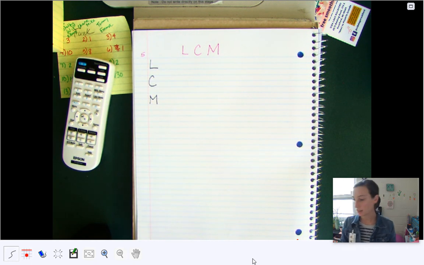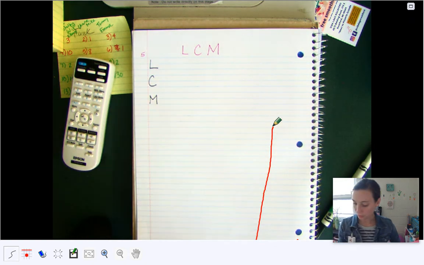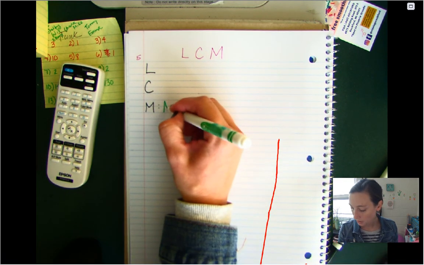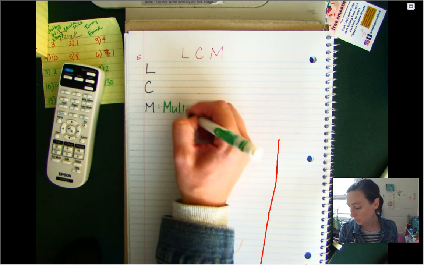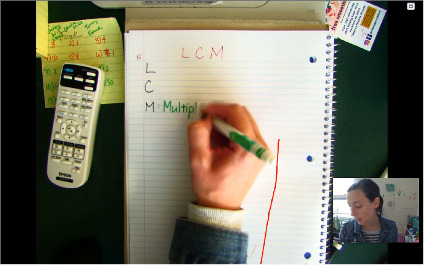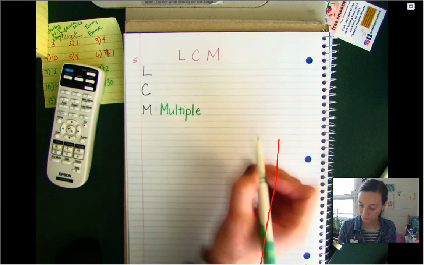So M stands for multiple. And a multiple is what you'd get if you counted by that number.